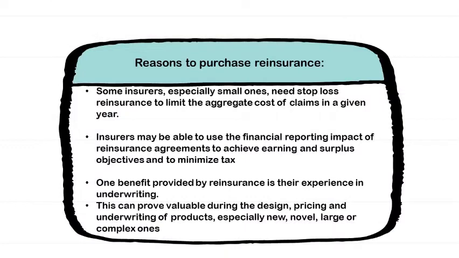The reasons to purchase reinsurance are: some insurers, especially small ones, need stop-loss reinsurance to limit the aggregate cost of claims in a given year. Insurers may be able to use the financial reporting impact of reinsurance agreements to achieve earnings and surplus objectives and to minimize tax. One benefit provided by reinsurers is their experience in underwriting. This can prove valuable during the design, pricing, and underwriting of products, especially new, novel, large or complex ones.